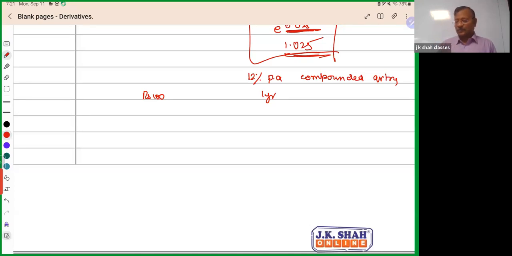And acha, suppose it was compounded half yearly. See, there would be 4 quarters, right? So 1 plus 0.12 divided by 4, and it will get compounded 4 times. Right? And suppose I told you to compound it half yearly, then divide by 2 raised to the power 2. Okay, chalo.